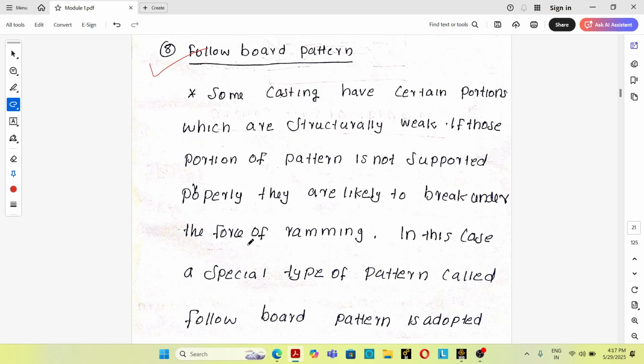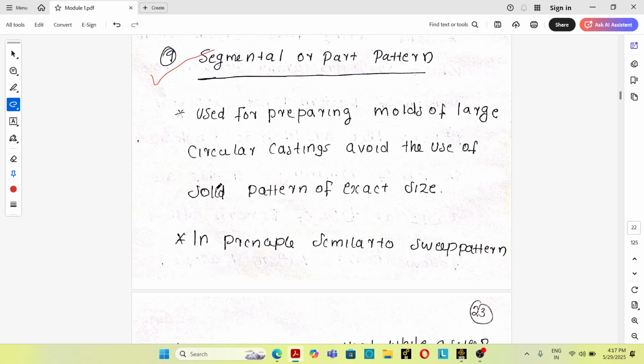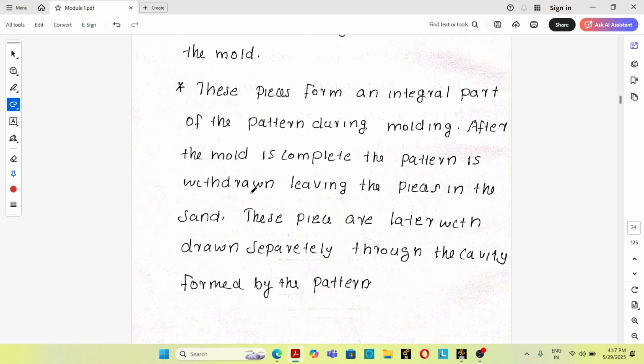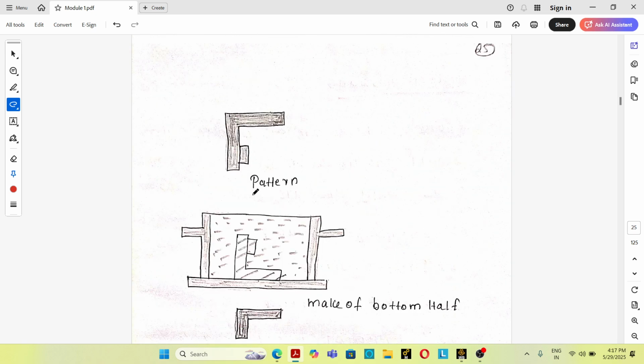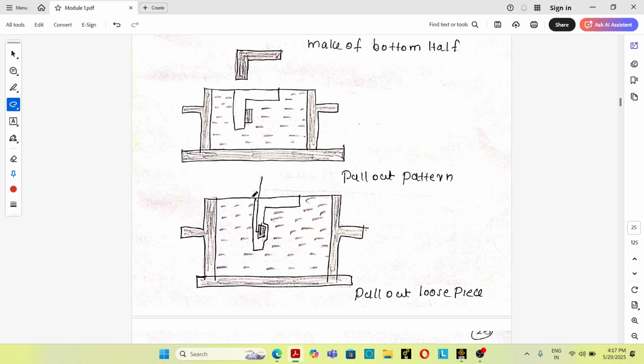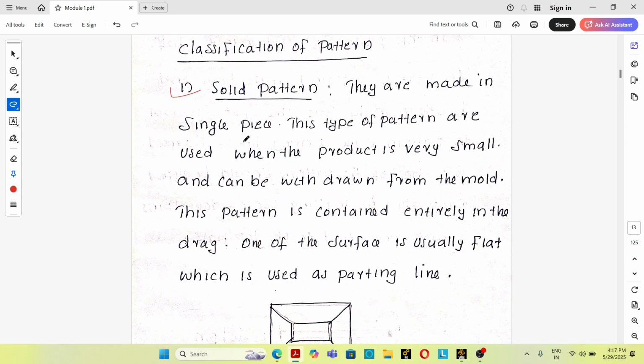eighth one, follow board pattern; ninth one, segmental or part pattern; 10th one, loose piece pattern. So these are the classifications of patterns which are used in the sand mold making process. We can discuss them one by one. So the first one is the solid pattern.